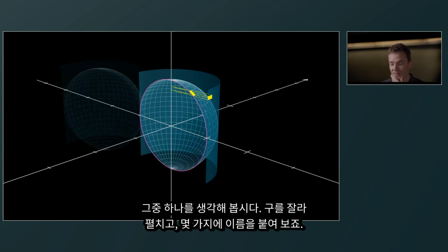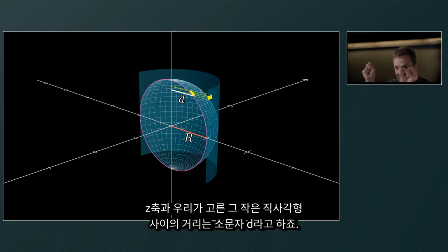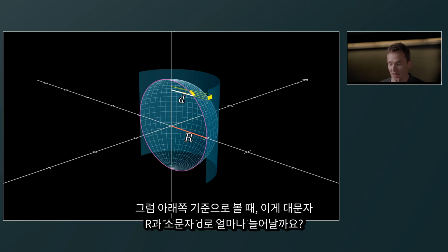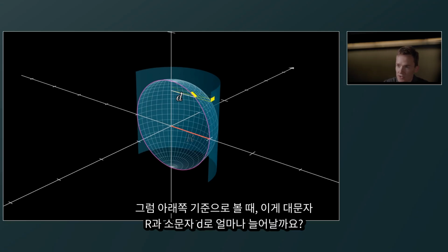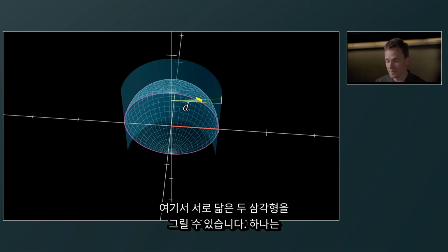We're going to slice open the sphere. We're going to put some names to things. Let's say the radius of the whole sphere is capital R. And then the distance between the z-axis and our specific choice of a little rectangle, I'm going to call that little d. How much does it get stretched out, say, on the bottom, in terms of capital R and little d? And here you can draw 2 different similar triangles.